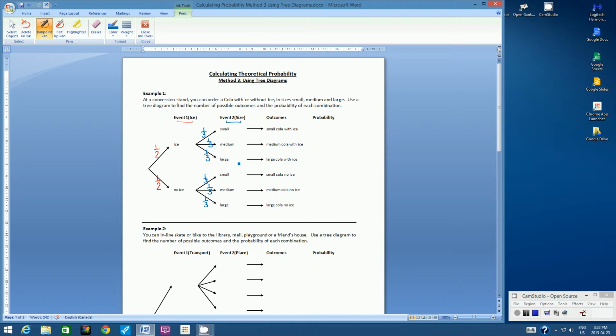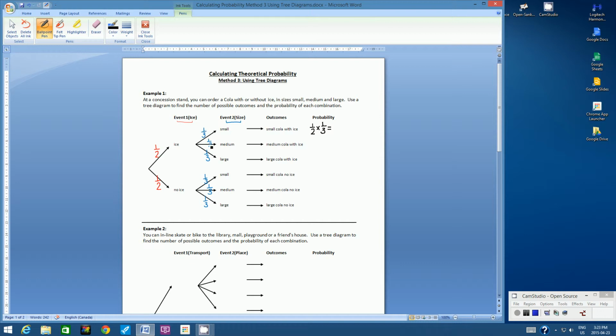Okay. So now we're going to figure out the last column, the probability calculations. So let's look at the first outcome, small cola with ice. So let's look at our tree. Okay, so the ice branch, what is the probability that we come across? Okay, it's 1/2. So let's do our calculations here. 1/2 times, and then if we travel down the small branch here, what's the fraction we come across? It's 1/3. Okay, so the first fraction is 1/2 because we chose ice, and that is the probability of choosing ice. And then the second fraction is, if we go down the small branch, the probability is 1/3.